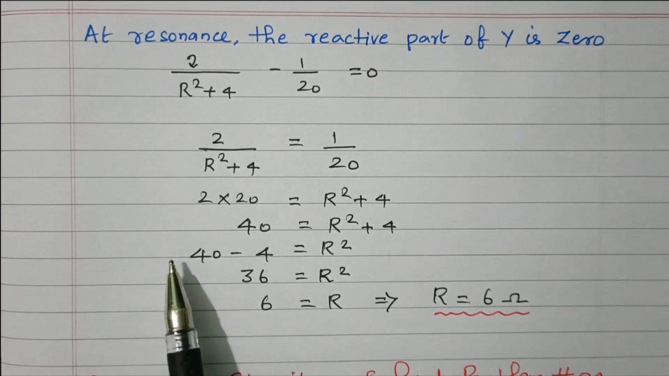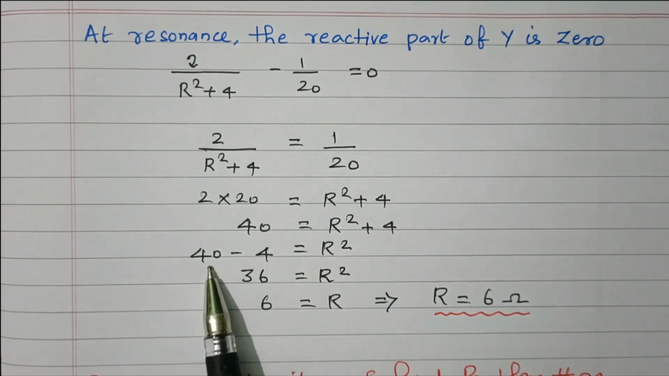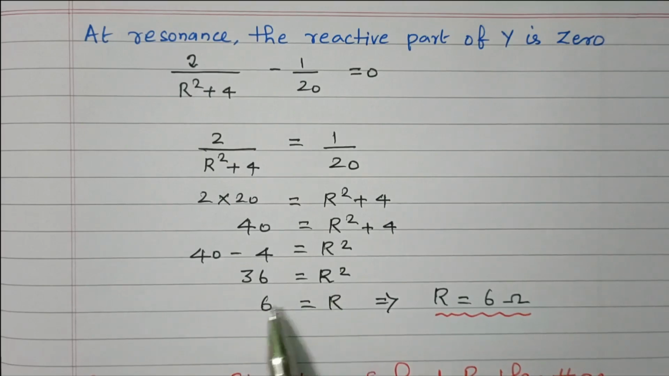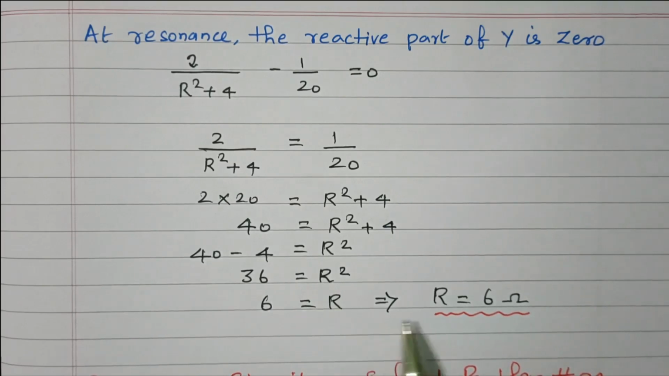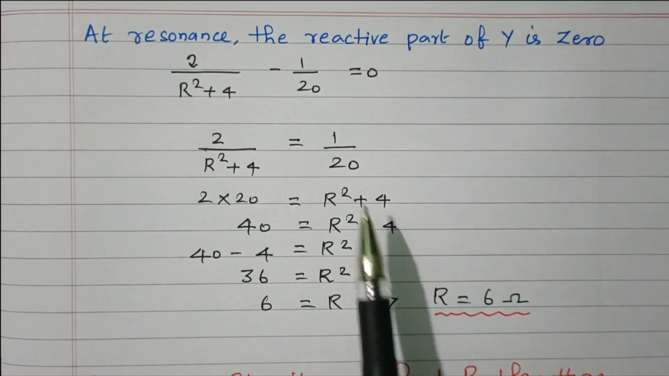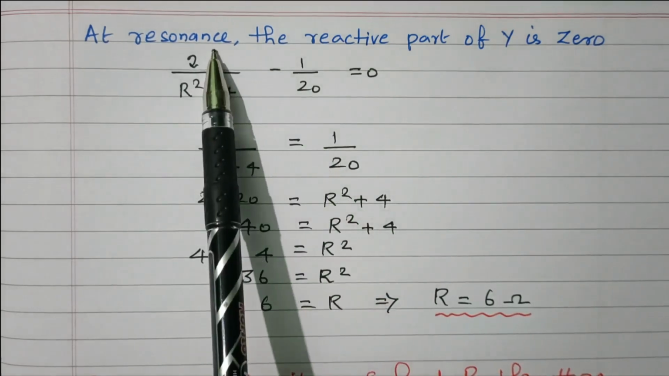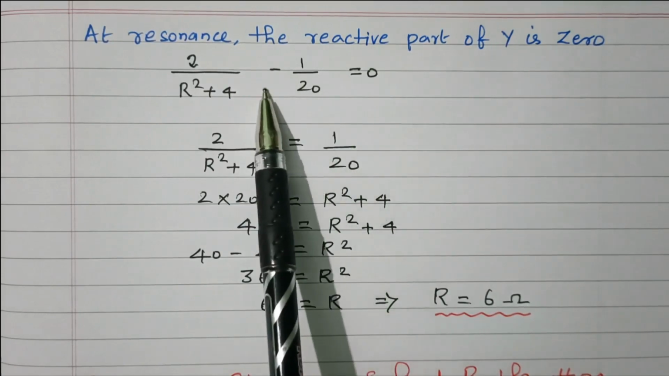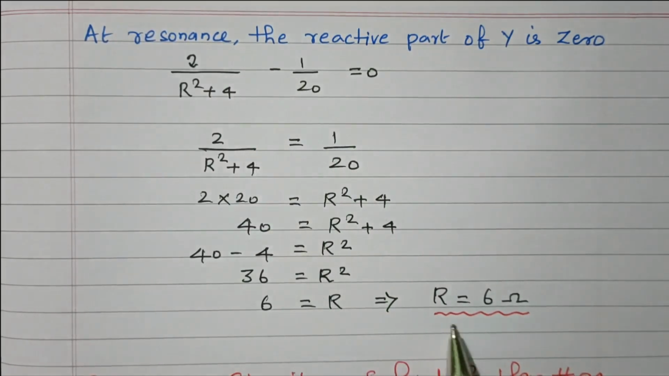Bring this 4 this side, so it becomes minus 4. 40 minus 4 equal to r square. 40 minus 4 is 36 equal to r square. So take the square root on both sides. Square root of 36 is 6. Square root of r square is r. That is, r value equal to 6 ohm. Right. So based on the given condition, resonance is given and at resonance the reactive part is 0. We equated the reactive part to 0. After simplification, we got the value of resistance.